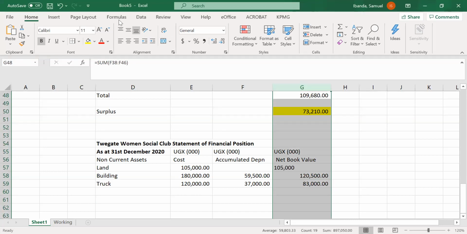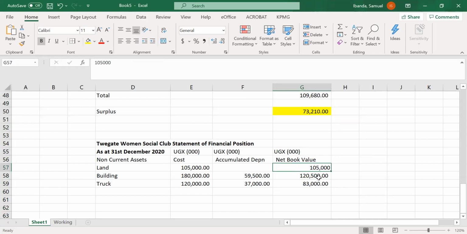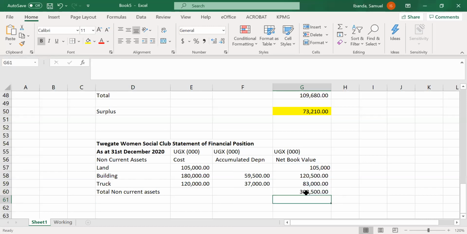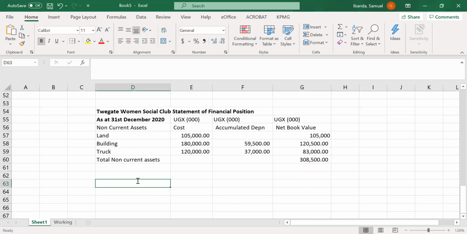Now what I'll just basically go on to do is get the totals. Basically just get the totals. So total non-current assets is the summation of these values, which gives me 308,500.